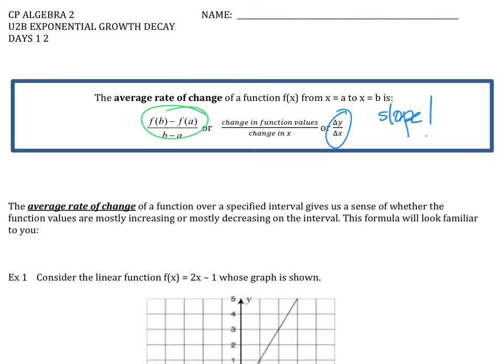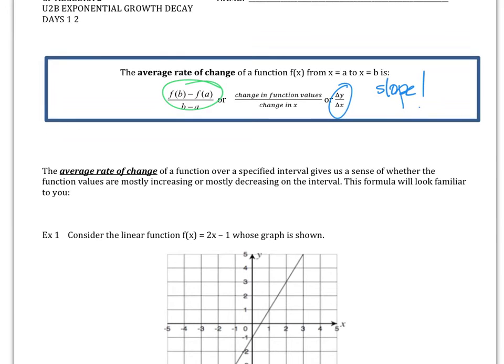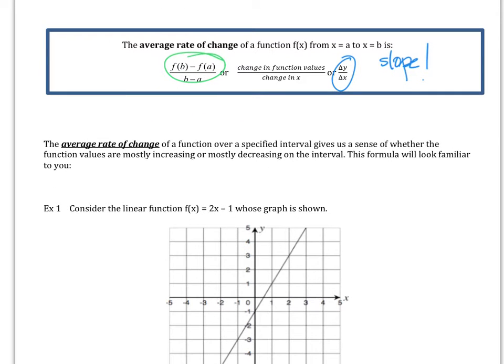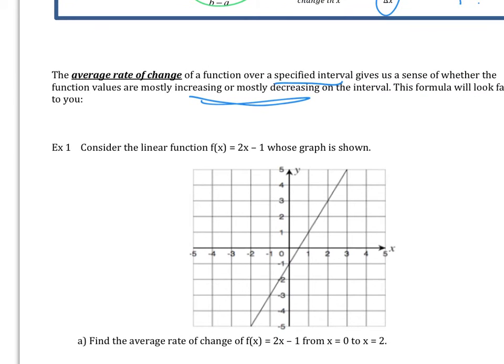But the words average rate of change mean a little bit different because we're not always going to be talking about a line. So when we have this over a specified interval, it can give us an idea of whether the values or the function are increasing or decreasing. And that's going to be something that's valuable as we move on.